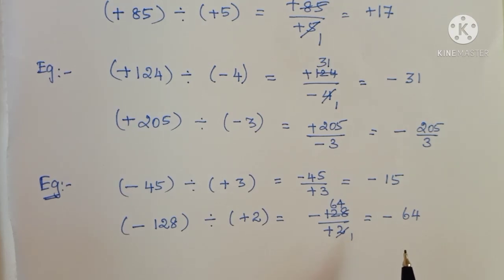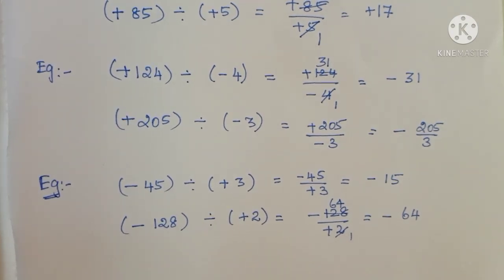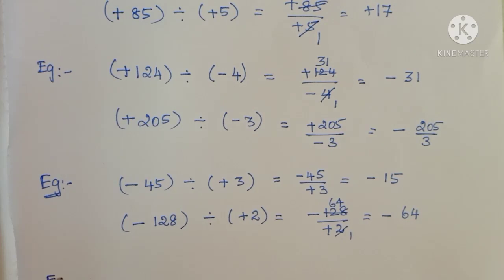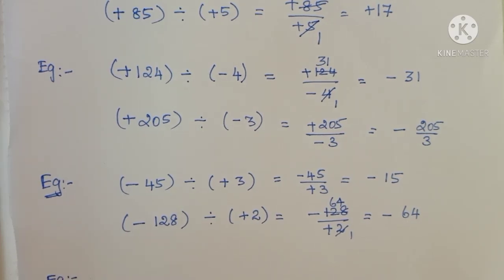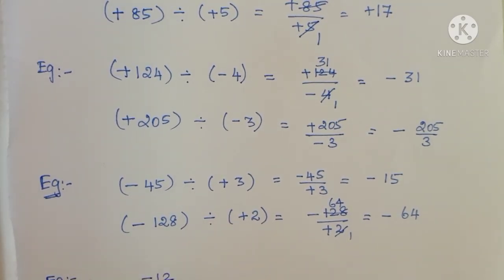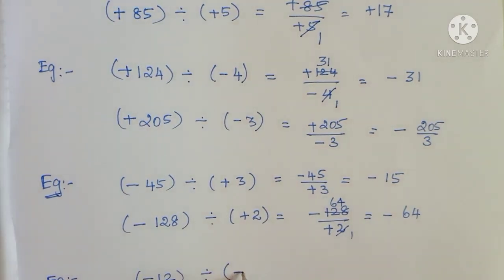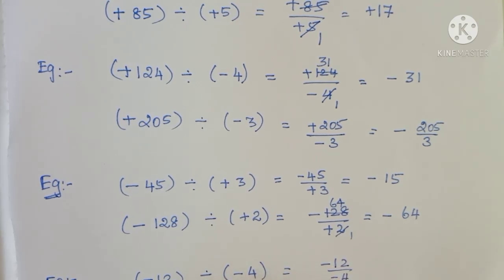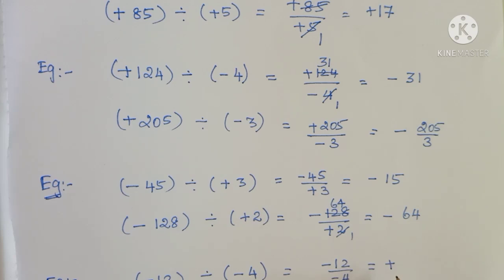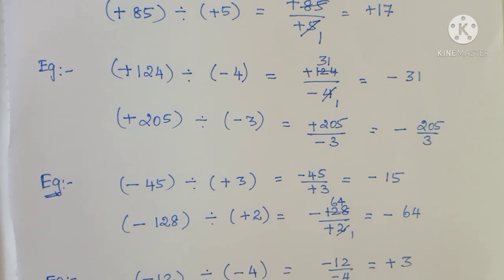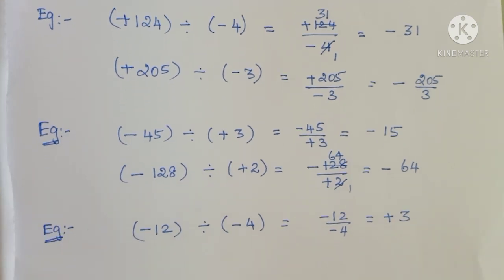Now see the next and last concept, negative by negative. That means we are going to take negative integers and divide by negative integers. Minus 12 is divided by minus 4. We can write minus 12 by minus 4. So minus by minus is plus. 12 by 4 is 3. So when we take 2 negative integers and divide, the resulting answer is only positive.